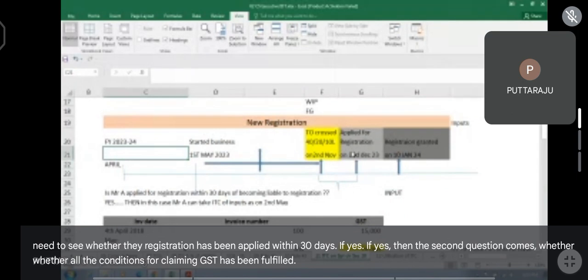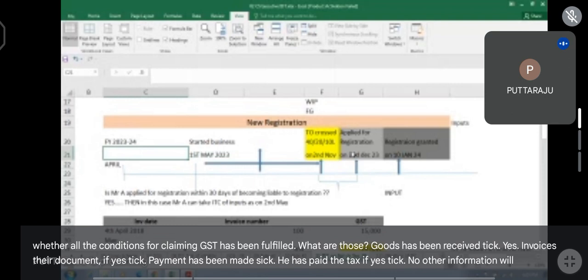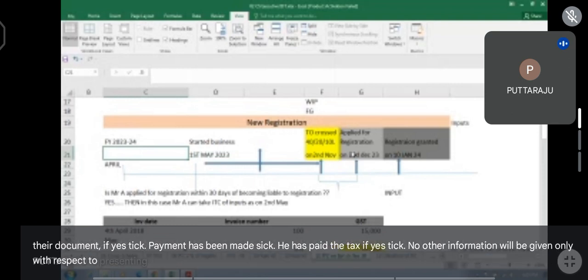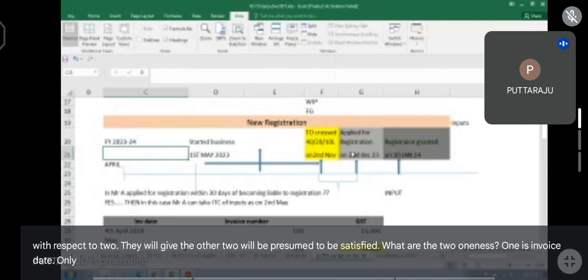What are those? Goods have been received, tick, yes. Invoice is there, document, if yes, tick. Payment has been made, yes, tick. He has paid the tax, if yes, tick. No other information will be given, only with respect to 2 they will give. The other 2 will be presumed to be satisfied. What are the 2? One is invoice date. Only one they give, maybe 2. One is date of invoice.